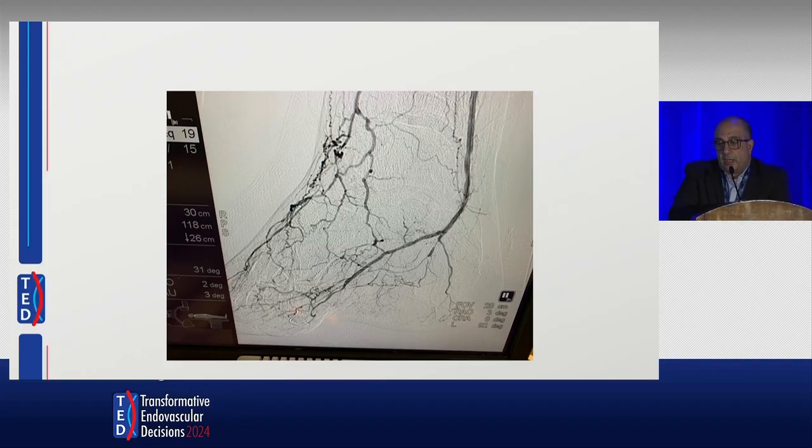So awareness about critical ischemia is important. Immediate referral and working with a vascular interventionist is very important. And angiography before amputation, and in a slow-healing wound, is critical in those kinds of patients.